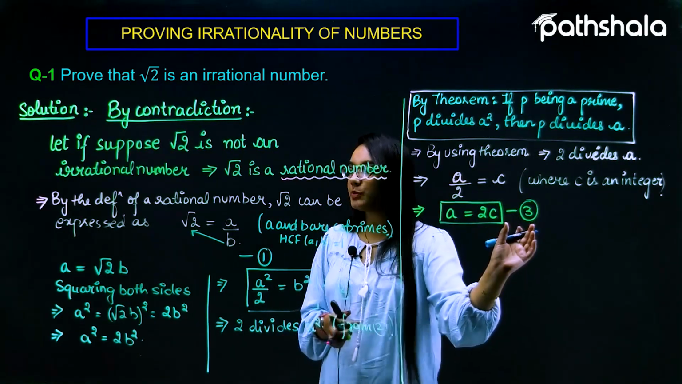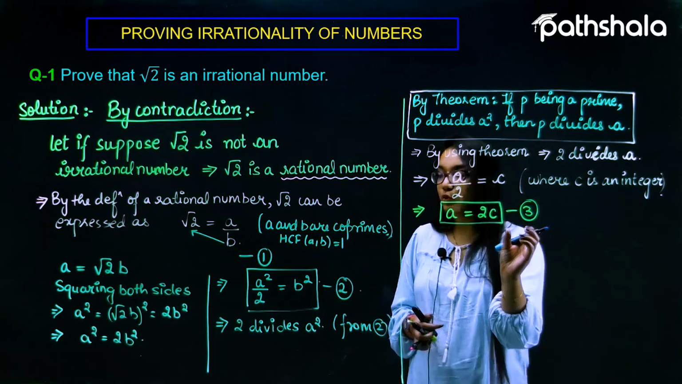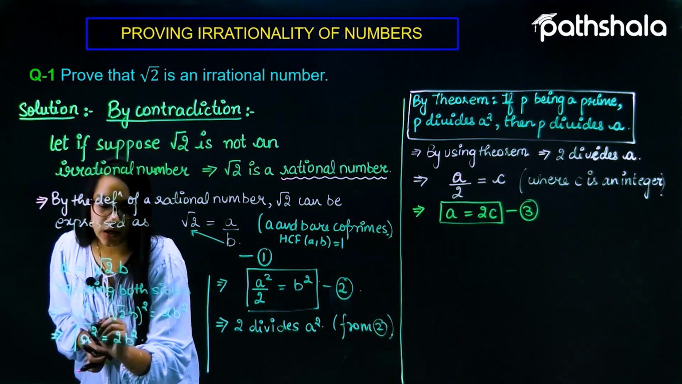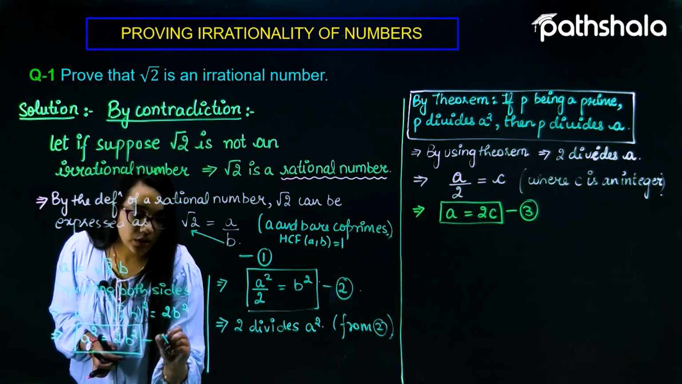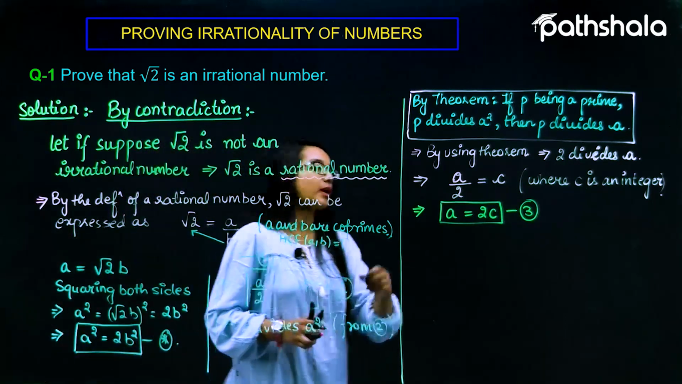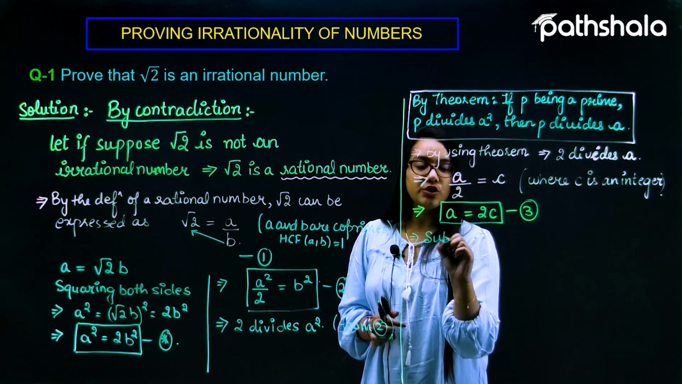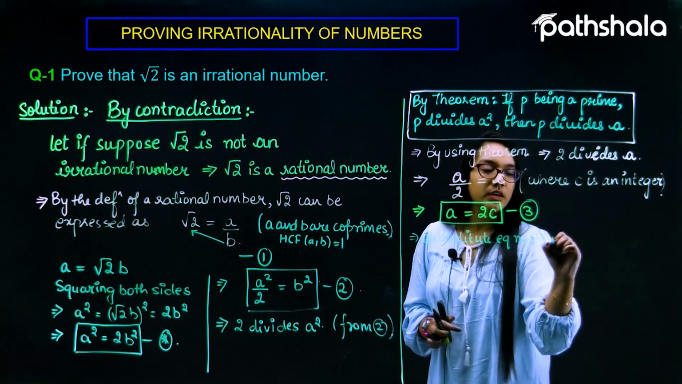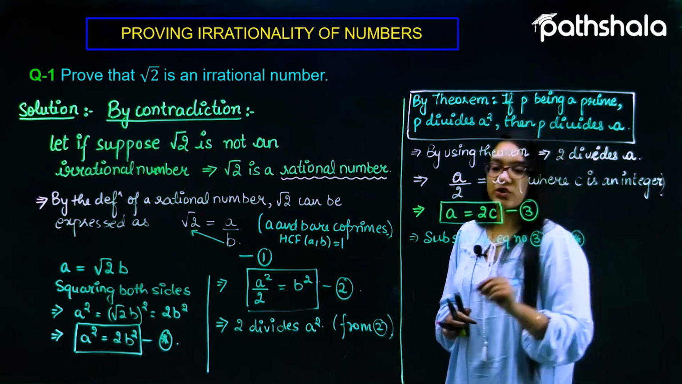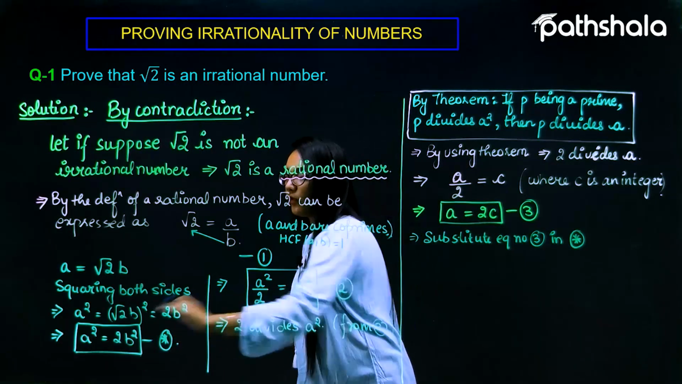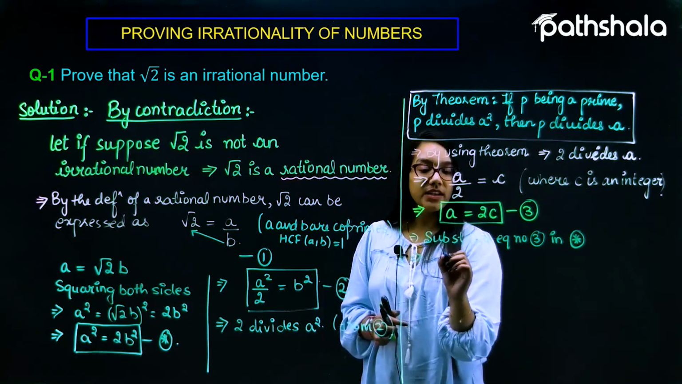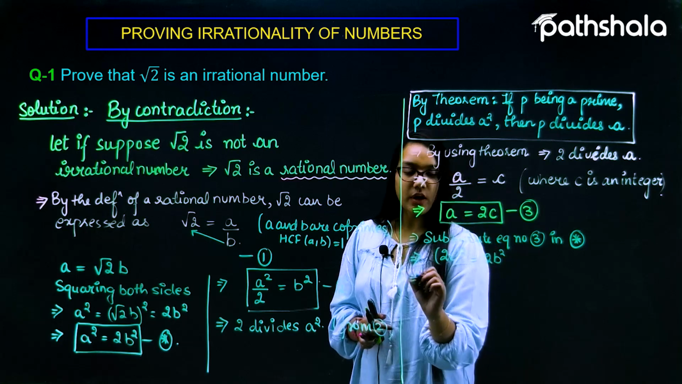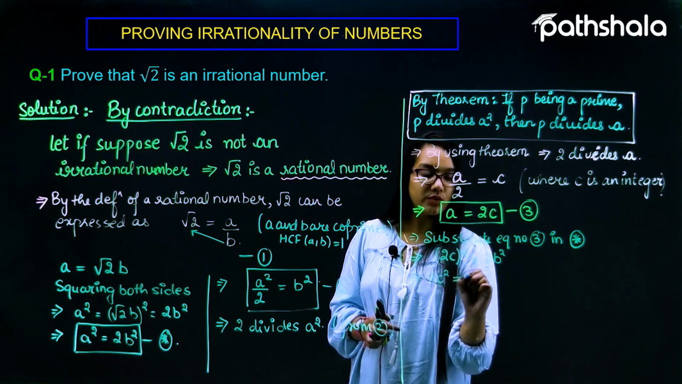Now let us substitute this equation, A is equal to 2c, into the equation I am calling star. So substituting equation number 3 in the star equation, A is 2c, so it is 2c whole square, which is equal to 2b square. Now let's solve it out. It is nothing but 4c square, which is equal to 2b square.